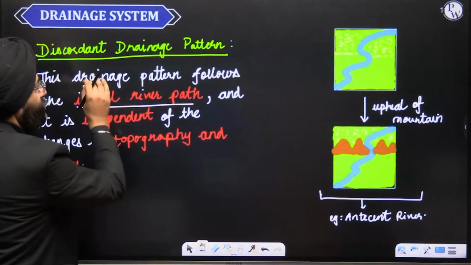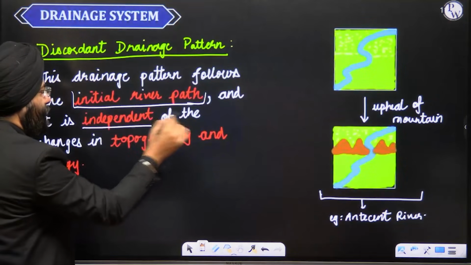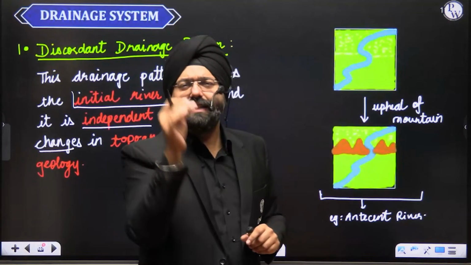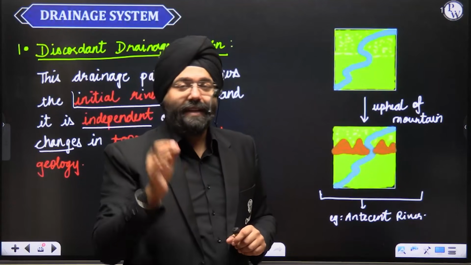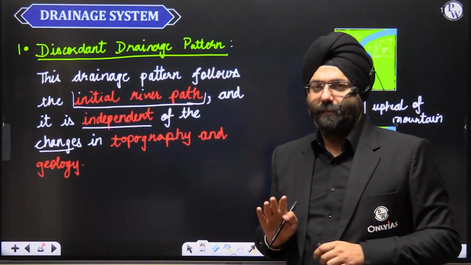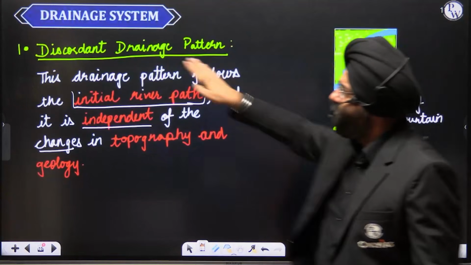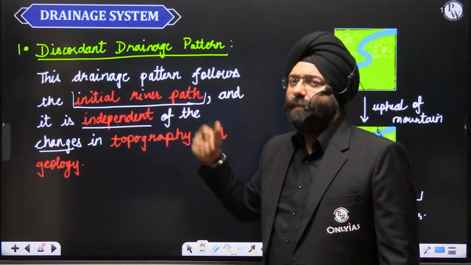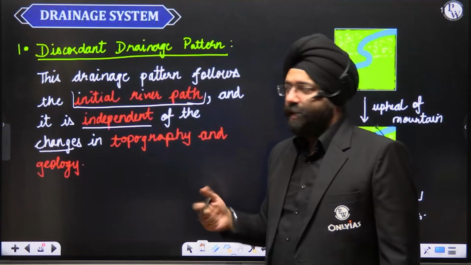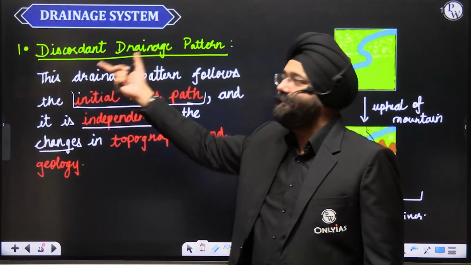So what does it mean? The drainage pattern follows the initial river path and is independent of the changes in topography. That means whatever topographic changes have taken place, it is least impacted by that. This is known as discordant drainage pattern. Under that, we have certain examples like antecedent rivers. We'll be studying them. So have you understood discordant? Discordant means that if certain uphills or changes are taking place with respect to the topography or geology, the river will follow its initial path as it was following. So that is why it is known as discordant.